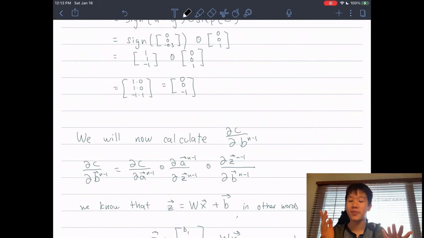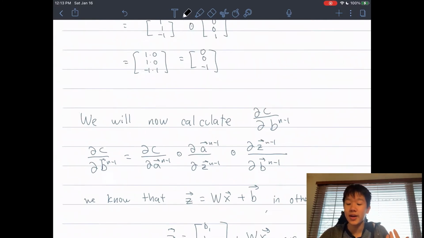Now we'll get to the fun part. We're going to derive what are actually useful, so the biases, for example. So we will now calculate ∂c/∂b^(n-1).